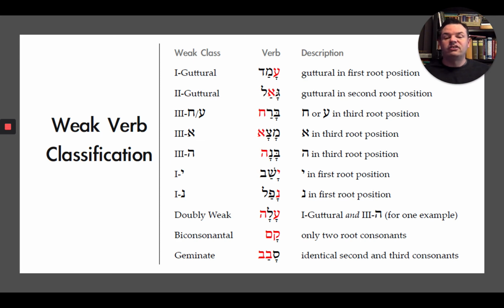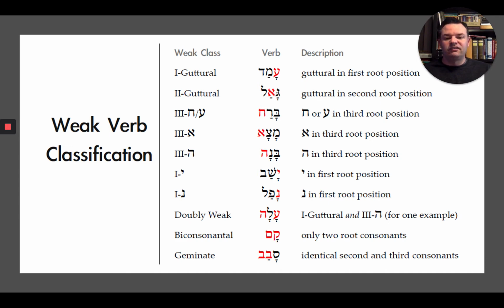The first yod is when the yod is in the first position. And there are a lot of words that start with yod, too, which makes it even more complex. The first noon is another type of verb classification. And then we might talk about a doubly weak root, like a first guttural and a third hey, so you've got multiple of those weak letters in there.